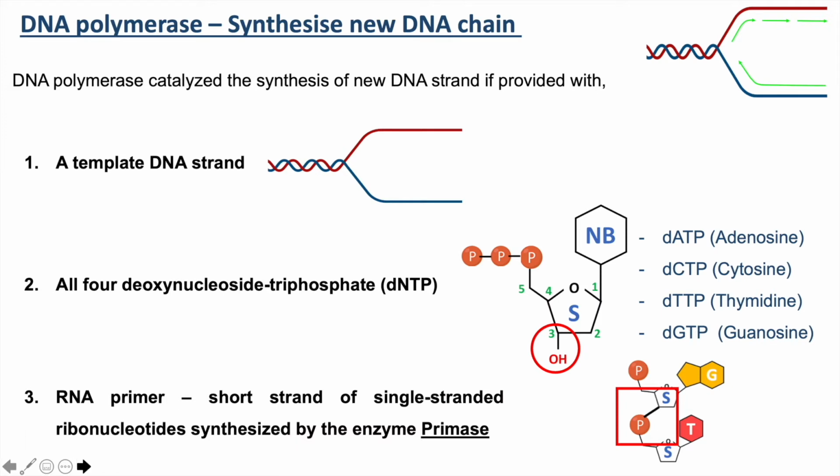So basically, the main function of the RNA primer is to provide this 3' hydroxyl group as a starting point, which DNA polymerase can then use to start building the new DNA strand.